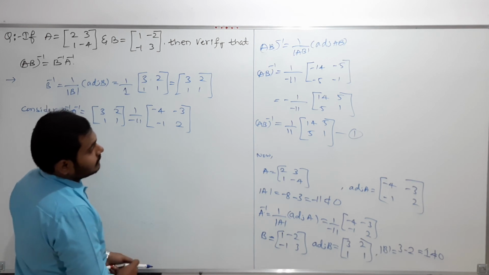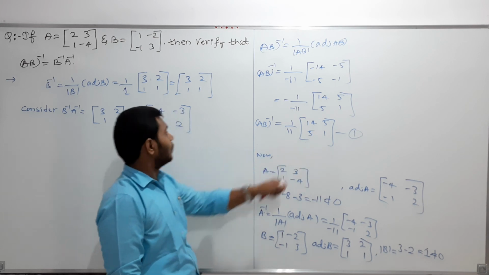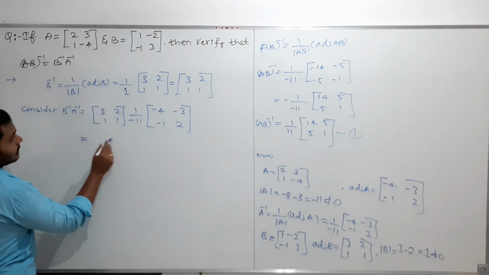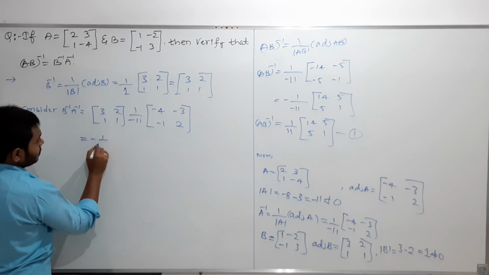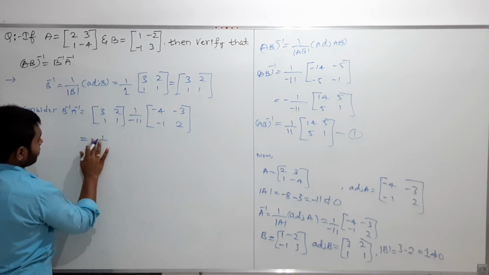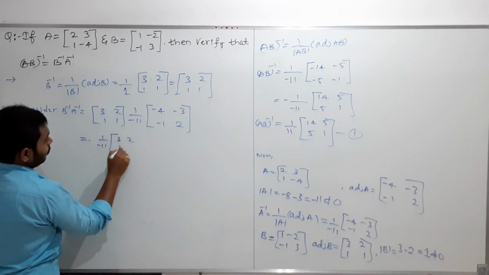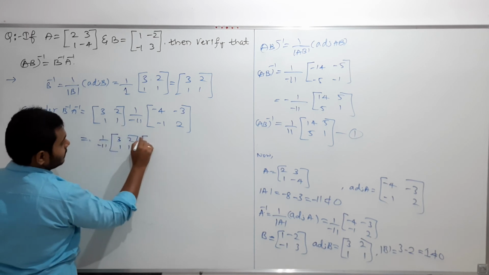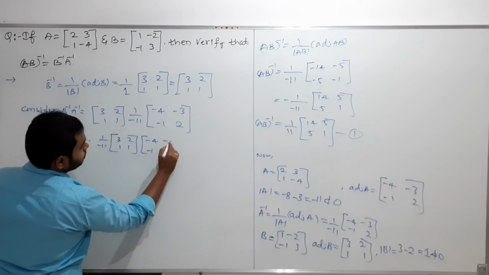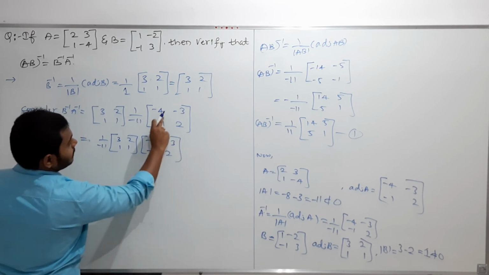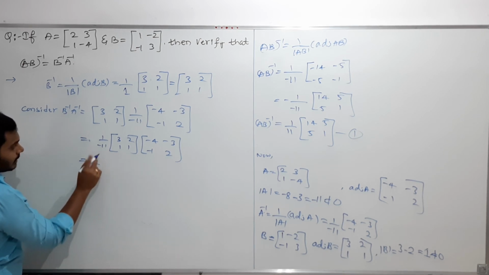And now, my students, what is AB whole inverse? I got here AB whole inverse is equal to 1 divided by 11, 14 5 5 1. Then B inverse into A inverse is equal to 1 divided by minus 11, which I will take outside, and I will multiply these two matrices: 3 2 1 1 into minus 4 minus 3 minus 1 2.